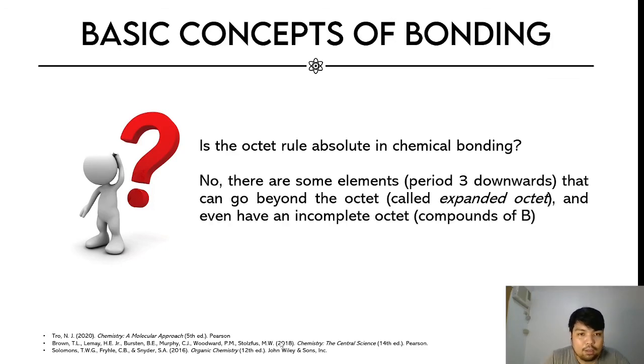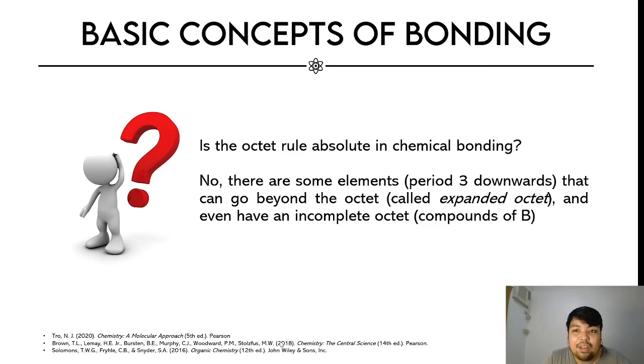No, because there are some elements, particularly those from period 3 downwards in the periodic table, that can go beyond the octet, what we call the expanded octet, and some of them even have an incomplete octet, which is the case for compounds of boron. We will explain that as we progress in this topic of the basic concepts of structure and bonding. This is just part 2. We will discuss that in the later parts of this lecture series.